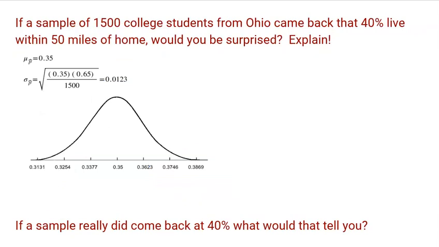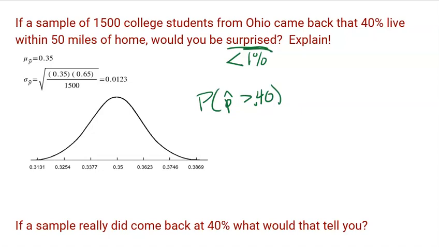Last question. If a sample of 1,500 college students from Ohio came back that 40% live within 50 miles of home, would you be surprised? Well, remember, what does being surprised mean to us? That means it's significant. That means it's very unlikely to happen, which is under a 1% probability. So I need to find the probability that a sample comes back at 40% or more.